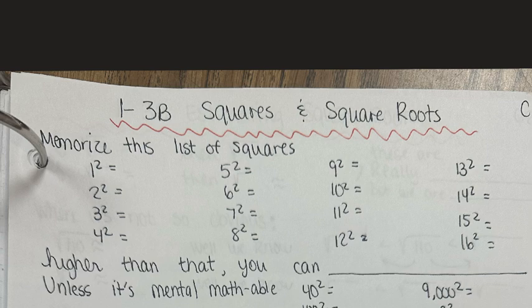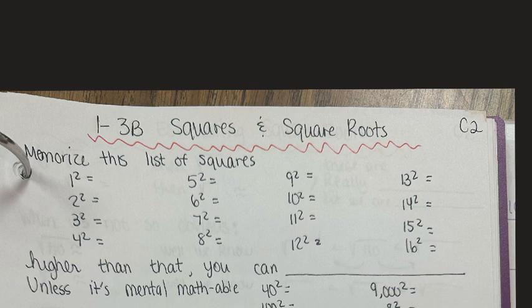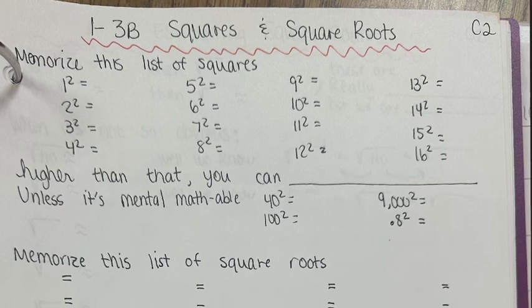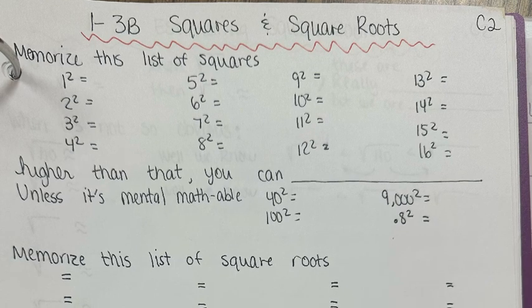So 1-3B, we're going to talk about the list of perfect squares and the list of square roots. This is a list that you should put to memory. They're numbers that you use all the time in math, and since we use them all the time, we don't want to have to be fiddling with working them out. We just want to be able to say, I know exactly what that is. So memorize this list is what I'm saying.